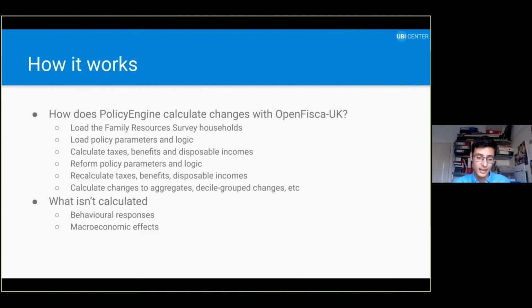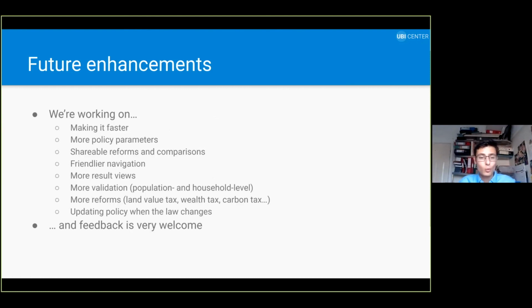So there's more information on this in the FAQ, but we're not looking at the macroeconomic effects because it's just a static model, although that would be nice. And we're also working on a bunch of different features to make this better. So mostly just making it as fast as possible. That seems like it would be pretty helpful.